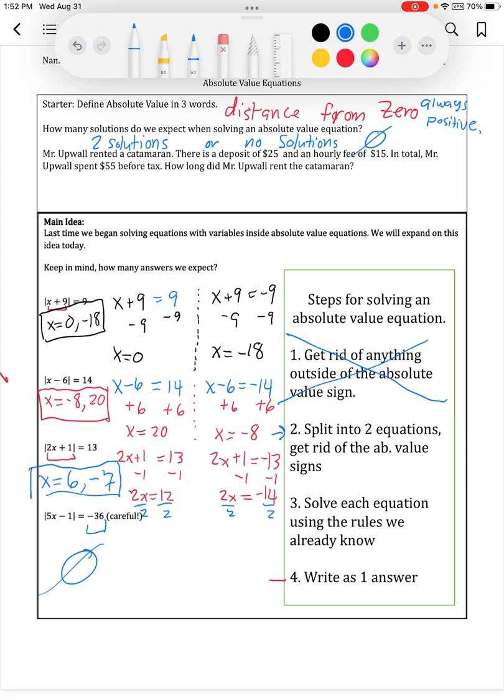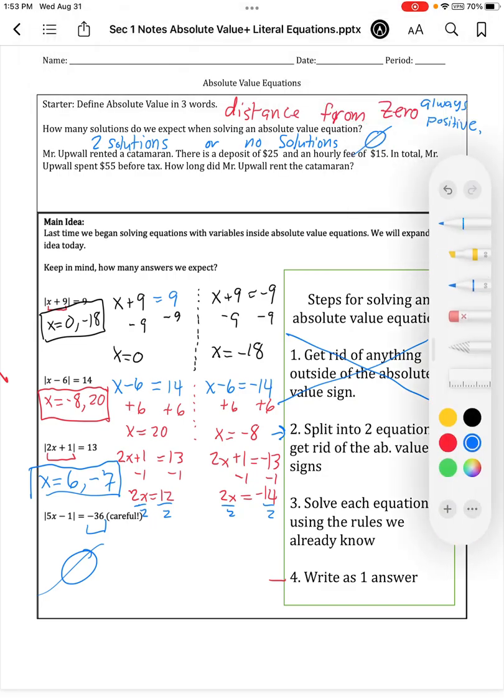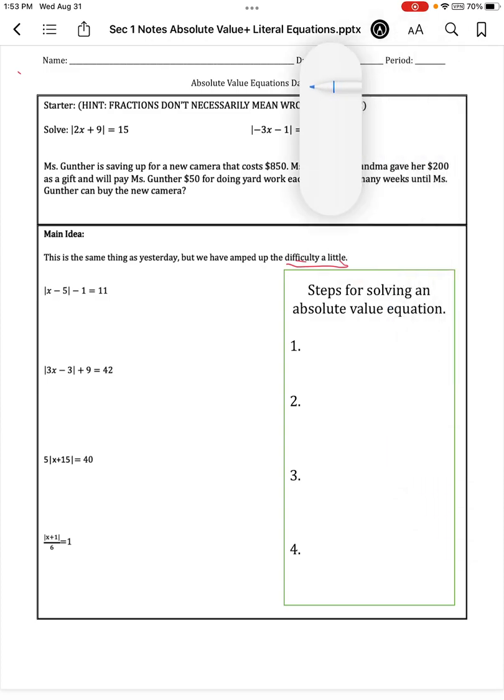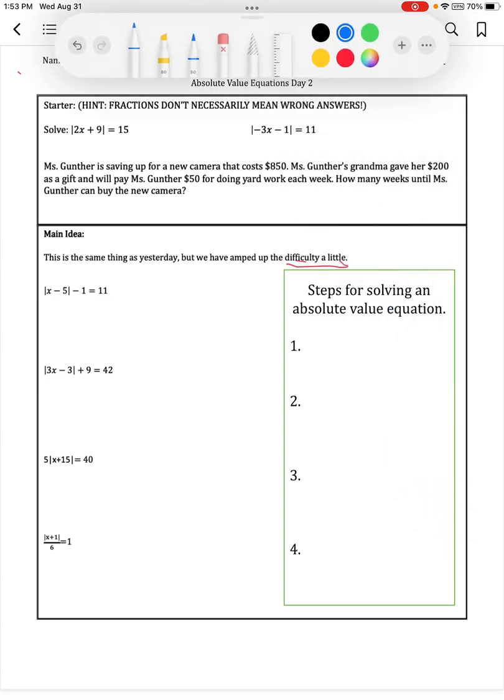All right, so let's go ahead and look at day 2. We have to exit out of the marking. That'll let us swipe over. Day 2. Very similar to what we did day 1, only this time we have to pay attention to that first rule, which is get rid of anything outside of the absolute value.